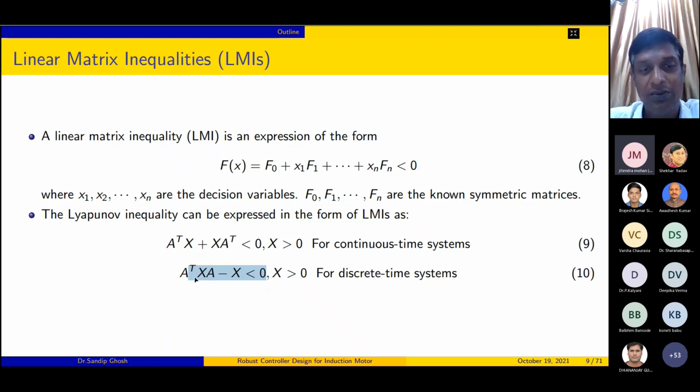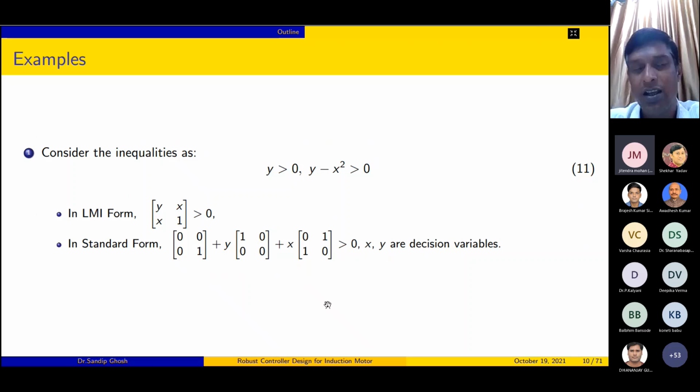You have to find a positive definite x satisfying this constraint. So for the matrix case, obviously, we can visualize this more easily using a simple problem. Consider this inequality: y greater than 0 and y minus x squared greater than 0. You have to find x and y satisfying these two inequalities. y and x are scalars here.